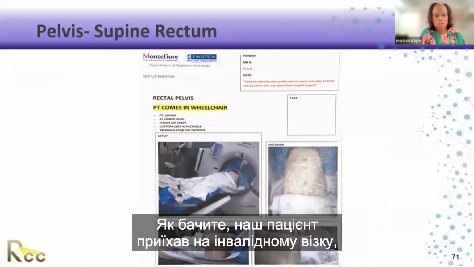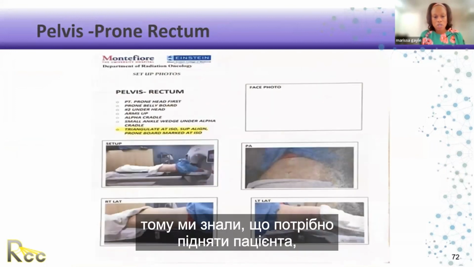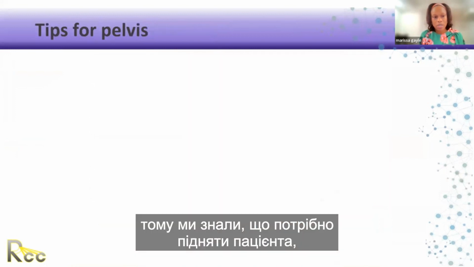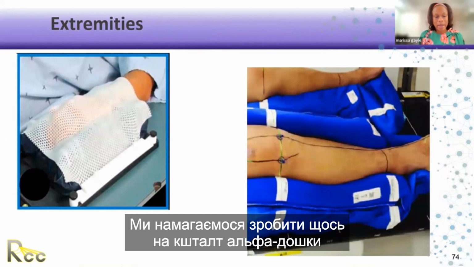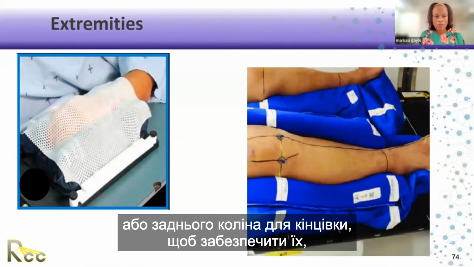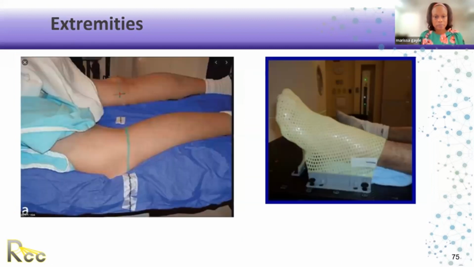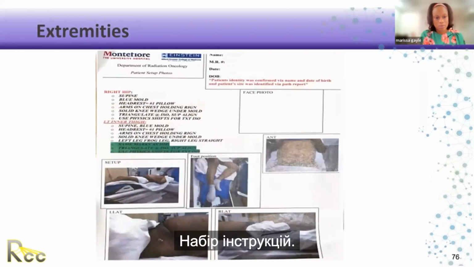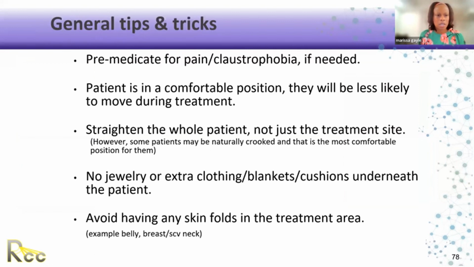As you can see, it said the patient comes in a wheelchair, so we knew that we needed to pick up the patient, a patient prone on a belly board, and then extremities. We try to make an Alpha Cradle or a Vac-Lok for an extremity to ensure that, since you have to biangulate, setup instructions. Again, this man had 2 sites, I believe.